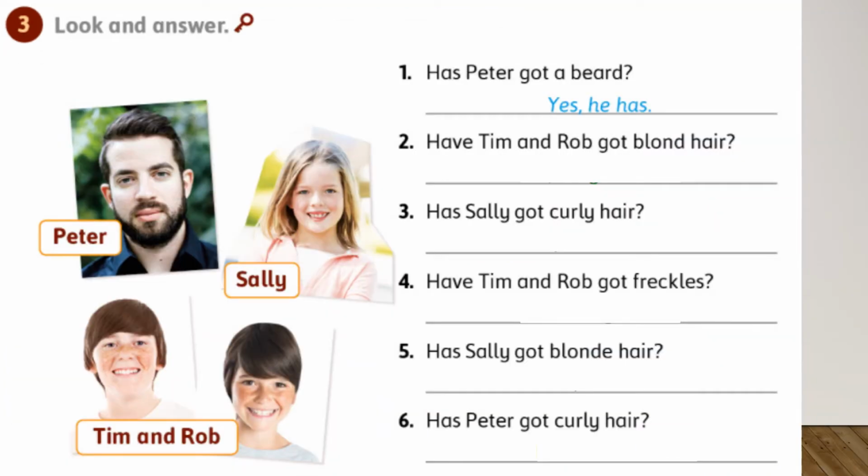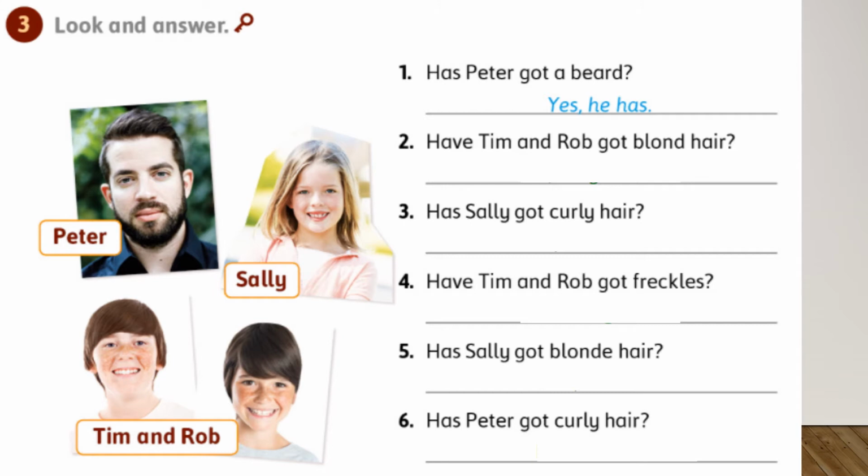Now, look and answer. We have Peter. Have a look at Peter. Close look, because we'll have some questions about his appearance, his face. Sally. Can you see Sally? And Tim and Rob. Yes, we have 4 characters here. Peter, Sally, and Tim and Rob.